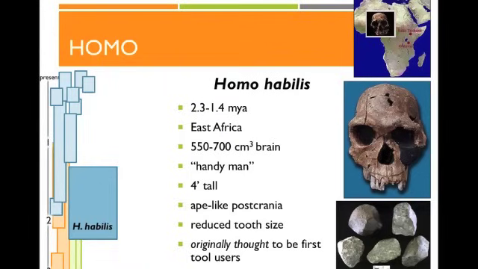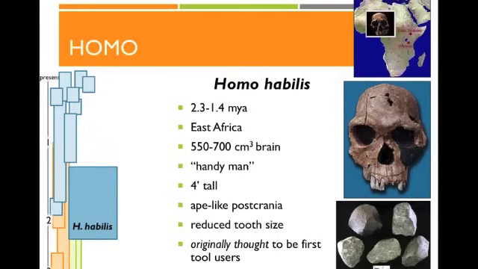So brains are still pretty small with Homo habilis at about 550 to 700 cubic centimeters. They're only about 4 feet tall. From the neck down, they still have a lot of apey characteristics, but they do have reduced tooth size that's more similar to modern-day humans.